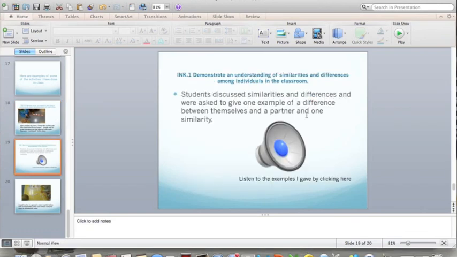So for this particular slide, I included the outcome and then had a brief description of what the lesson entitled, which was discussing similarities and differences with partners. And I just recorded the student giving their answer to their partner and explaining what them and their partner had in common and what one difference was.